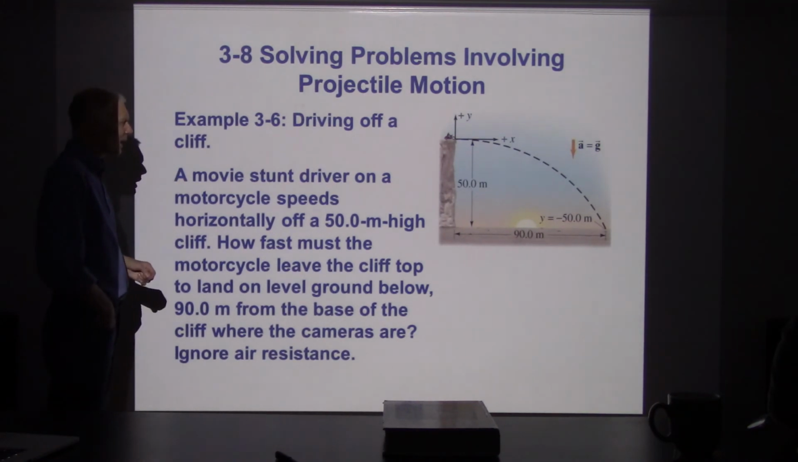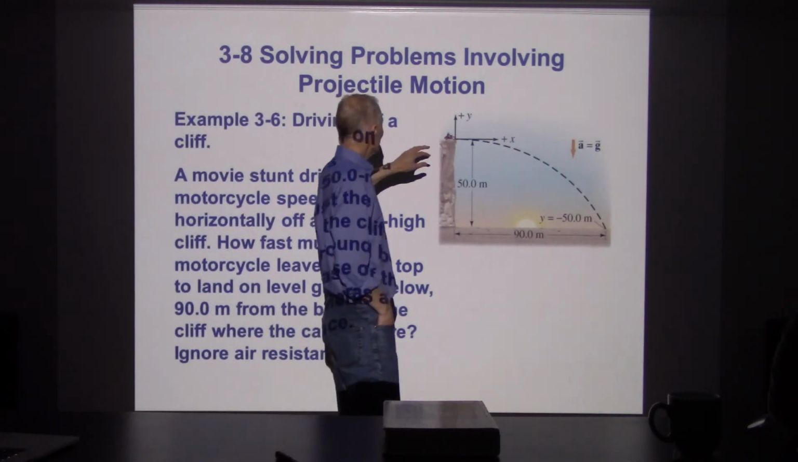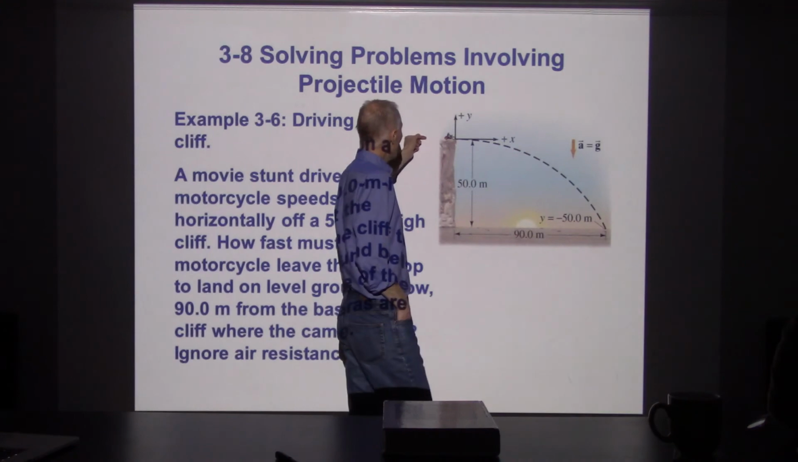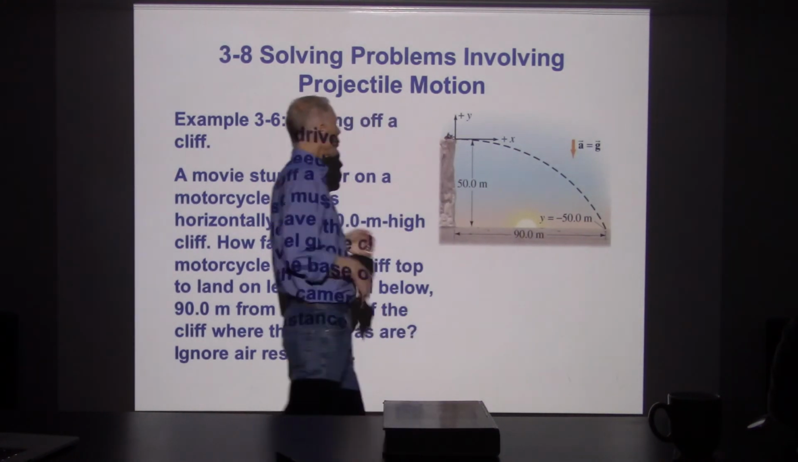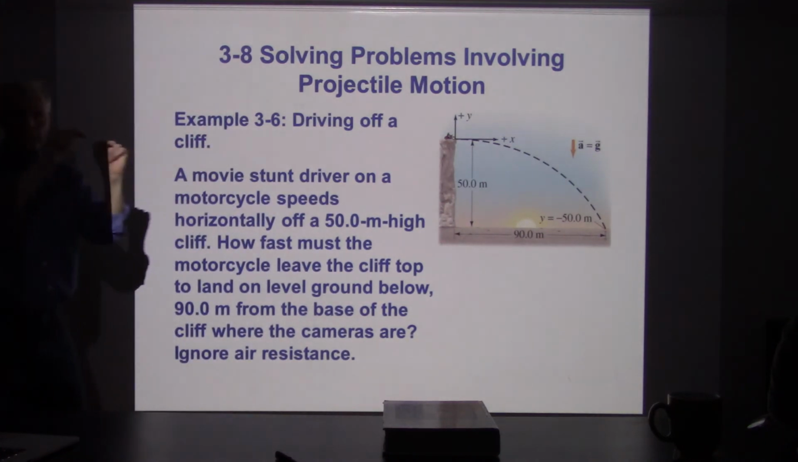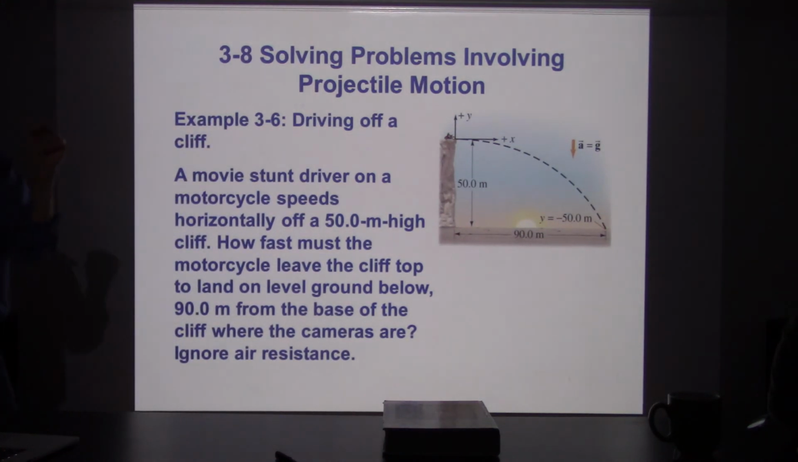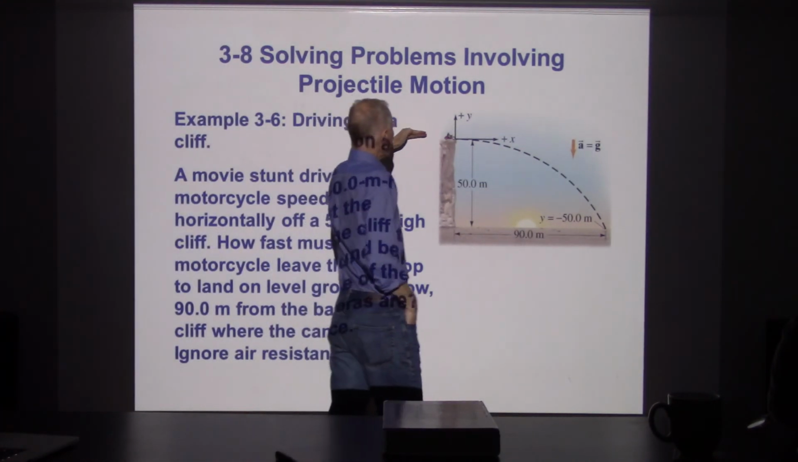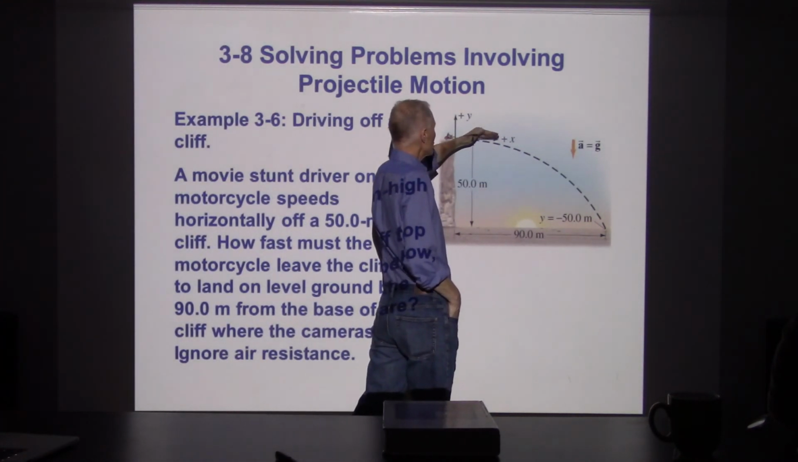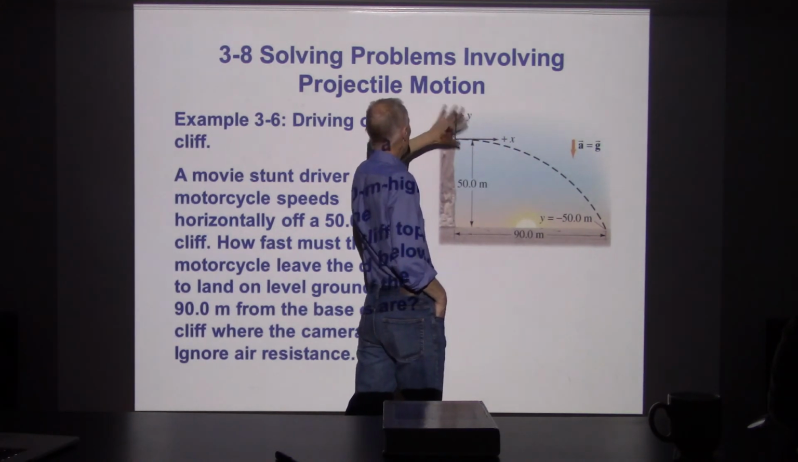Let's say that you're going to drive off a cliff. So here is a stunt person. They're going to drive their motorcycle at high speed off of this cliff. Fortunately for us, they're going to drive horizontally. So the initial velocity will be only in the x direction. The initial velocity in the y is 0.